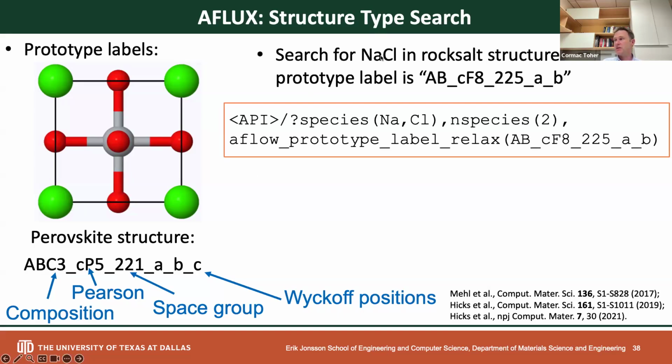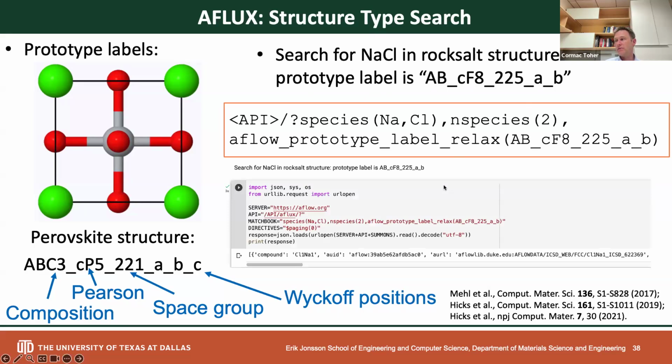Okay, so some other examples. If you want to do it for rock salt, the prototype label is AB_cF8_225_a_b. And again, if you go to the AFLOW website, I'll show you how to do this in a second, you can search for the prototype labels for different structure types.